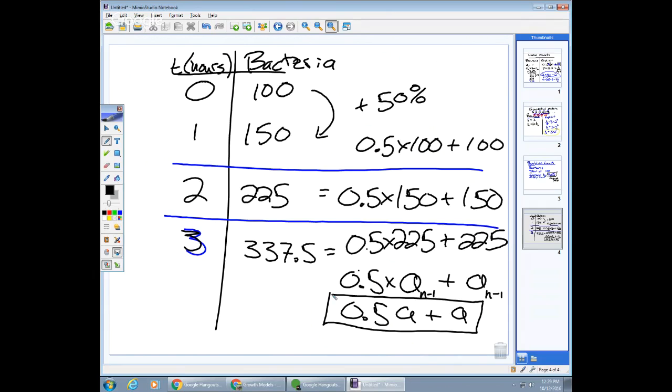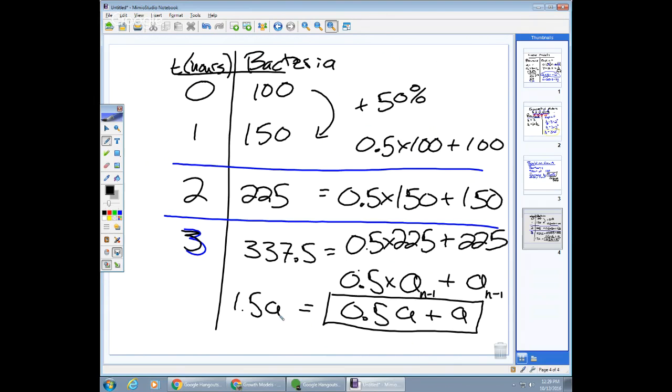What's that? Nope. That would be a plus a. This is 0.5 a's plus 1a. How many a's do I have altogether? Nope. I would have 1.5a. Yeah, I have half an a and I have a whole a. How many a's do I have altogether? I have 1.5 a's. So this right here is really 1.5 times a, where I'm calling a the previous amount.